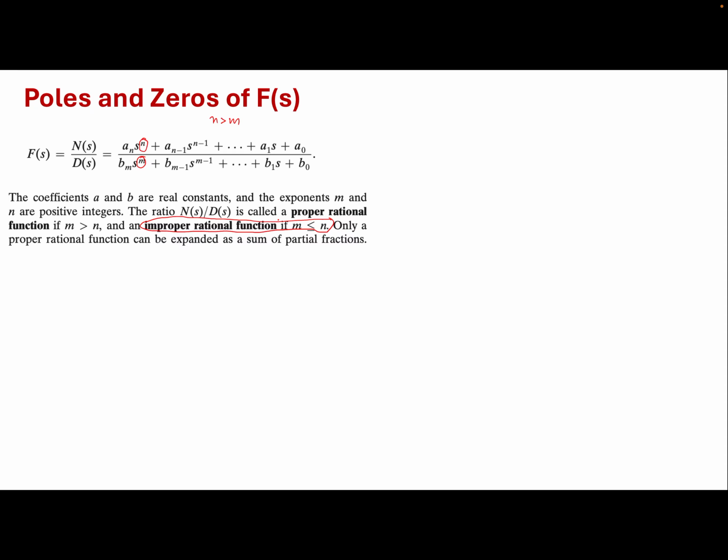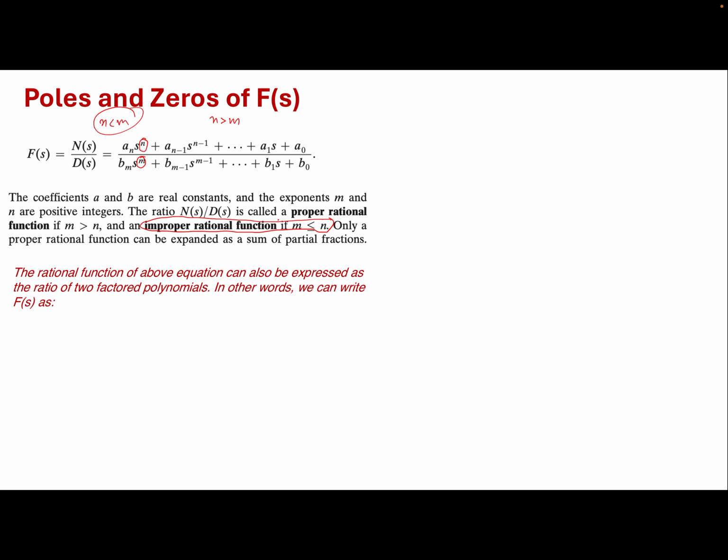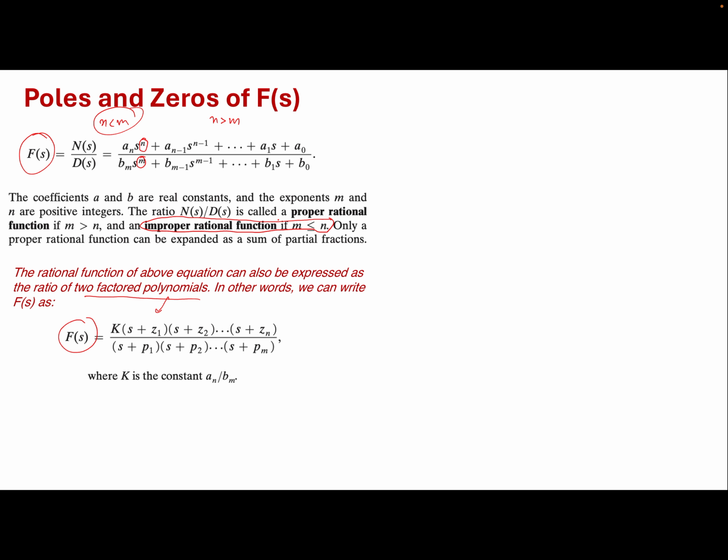However, if n is less than m, then you're going to get a proper rational fraction, and we learned many techniques on how to solve them depending on what sort of roots we are expecting. We have real distinct roots, imaginary roots, repeated roots, etc. We also learned how to convert these functions F of s into a form of factored polynomials, and we did many examples on how to convert these into factored polynomials.